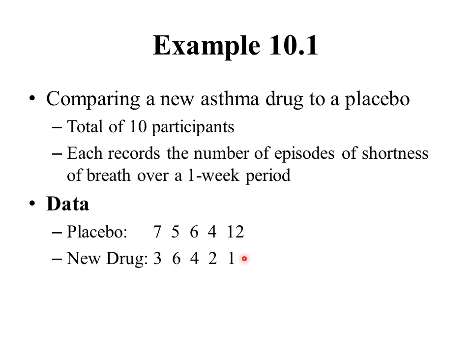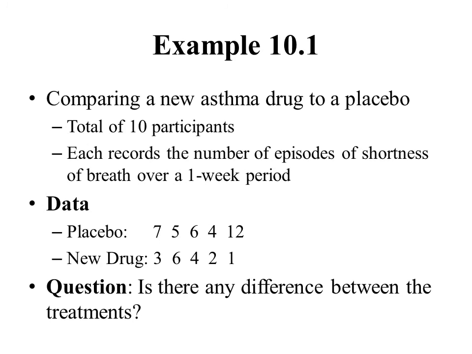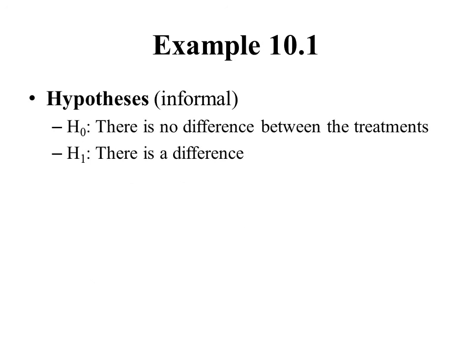Okay. So notice that these sets of data are rather small, and so whenever we have real small sets of data like that, that's an indication that we might want to use a non-parametric test. And we'll summarize that idea at the end of this lesson. Okay. And so the question that we want to try to answer is, is there any difference between the two treatments? So informally, the hypotheses that we're going to test are that there is no difference between the treatments versus there is a difference.